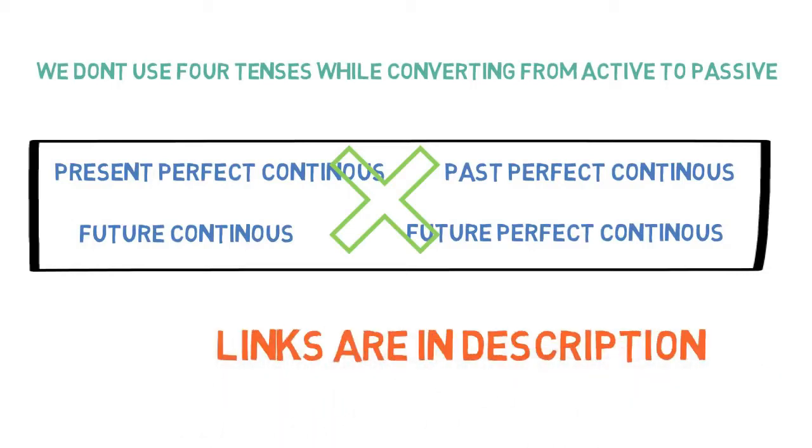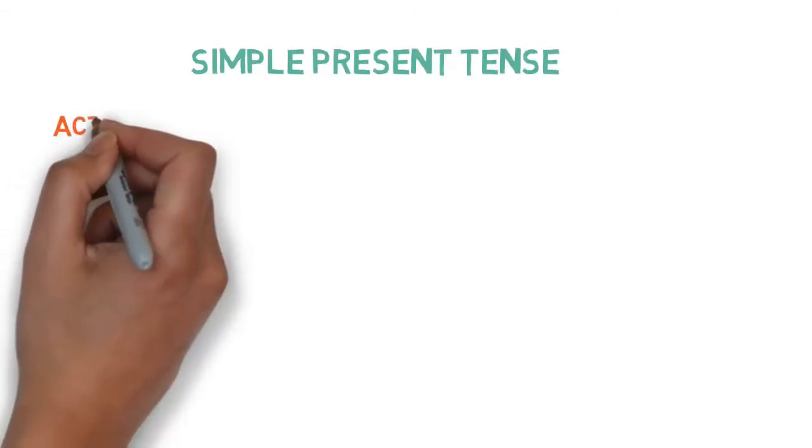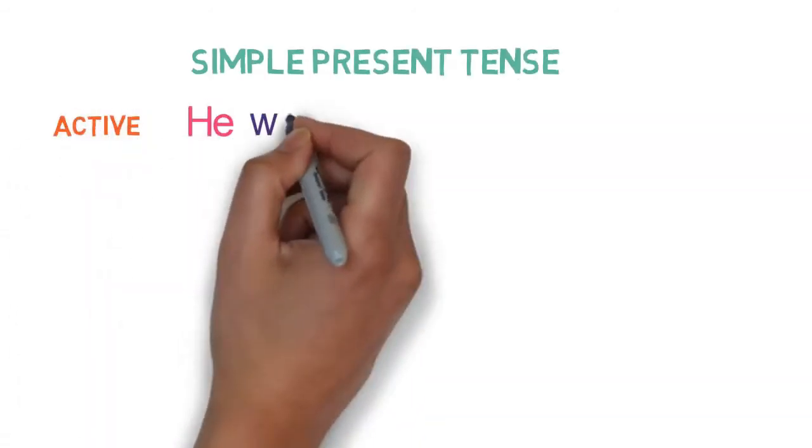Please keep in mind that these four tenses are not used to convert active to passive. Now, simple present tense. First one, how to make the passive from the active.